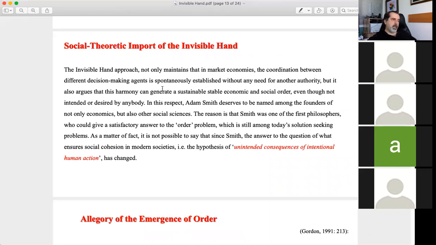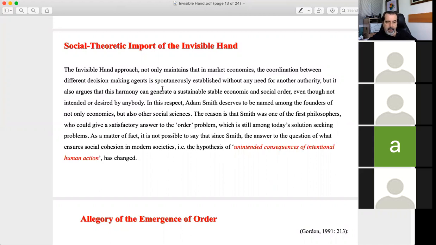Anyway, in this broader sense, as a social theoretic approach to the emergence of order, we can say that the invisible hand not only maintains that in market economies the coordination between different decision-making agents is spontaneously established without any need for another authority, but also argues that this harmony can generate a sustainable and stable social and economic order, even though not intended or desired by anybody. So for this reason, we can say that Adam Smith can be considered a founder of social theory and also economics, of course, right? That's why he's an important fellow.